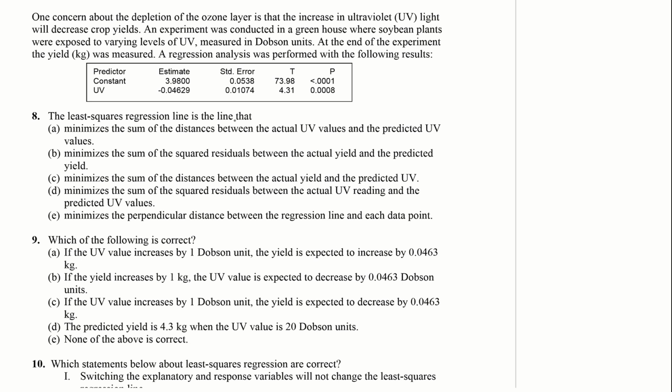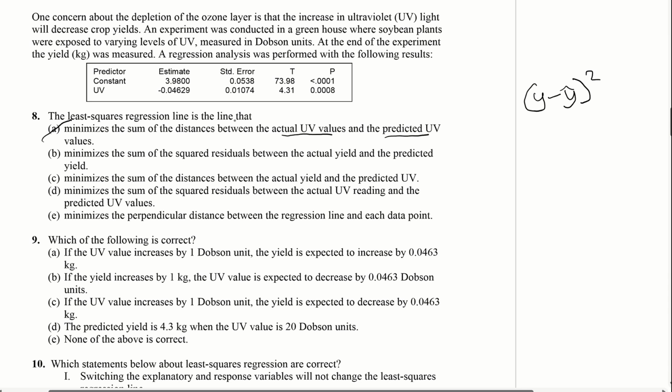Minimizes the sum of the distances between the actual UV and the predicted UV. So remember that the response variable is the yield. The UV values are the explanatory variable, so that's not correct, okay? And it's not the sum of the distances, right? It's the sum of the squared distances between the actual and predicted, and it's not UV values, it's the yield, okay? So the least squares regression line minimizes the sum of the squared distances in the y.